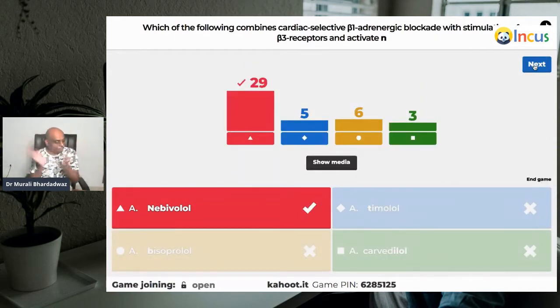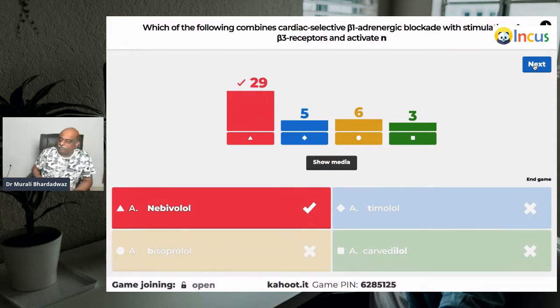29 of you are born to become the cardiologists. Excellent, doctor. Nebivolol. One more advantage of nebivolol, don't forget. If you are having a patient who is having bronchial hyperreactivity, like bronchial asthma, to manage their hypertension, angina, nebivolol is a wonderful drug, especially those who have a prohibitive bronchial hyperreactivity. You should not forget a very common clinical practice point.